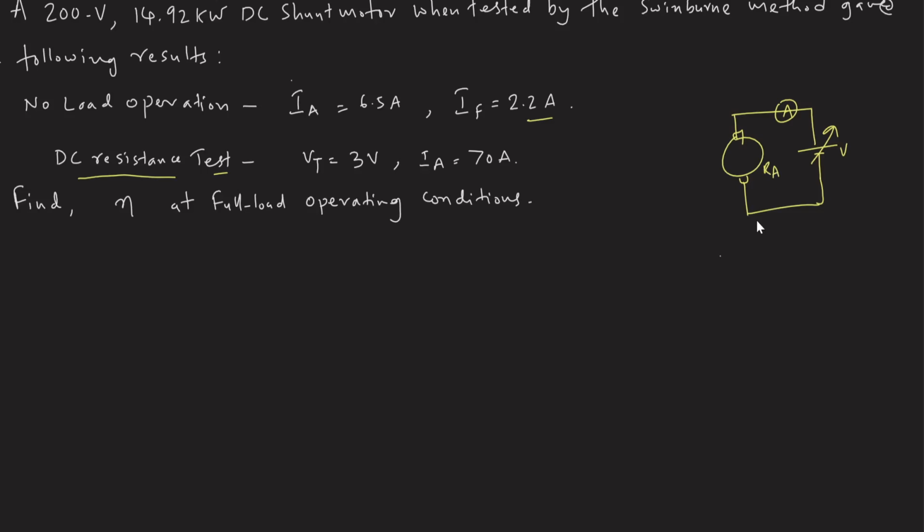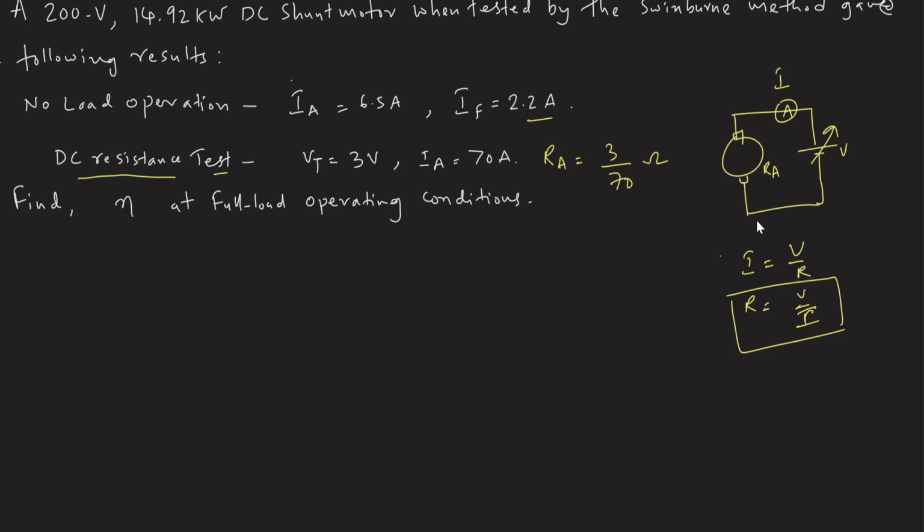Okay, opposing resistance to this voltage is RA. That is why the current flowing is very large. So this is I equals V by R, or R equals V by I. So from the DC resistance test you can find out RA equals 3 volts by 70 amps. So this gives the RA value.